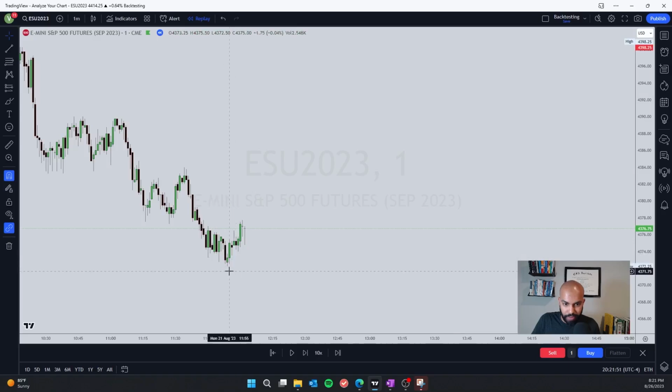Okay, so 1, 2, 3. This is the 3 drives pattern. I just saw this earlier. Some may say that this right here is a break in structure. There's a swing. It broke above that. Price comes into this order block. So let's back up right here.